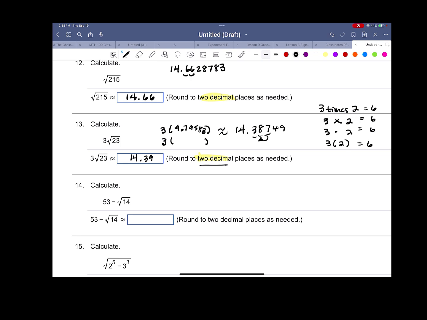Okay, number 14, 53 minus the square root of 14. Well, the square root is a grouping symbol. So we have to do that first, and I'm paying attention here. So I'll go 3 or 4 places. So I'll go second x squared 14, and that gives me 3.741, and I'll go ahead and round that to a 7. And 53 minus 3.7417 gives me 49.2583. The 8 is going to bump the 5 up to 49.26.